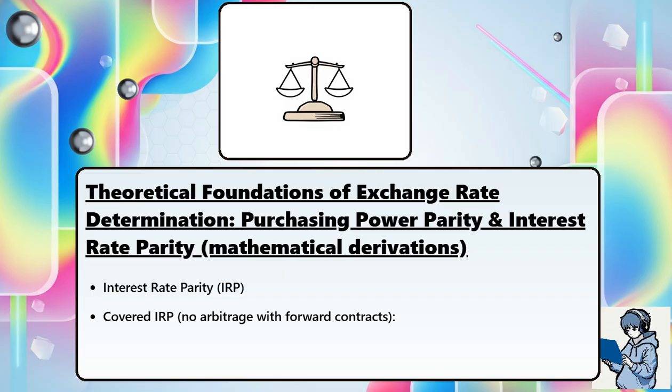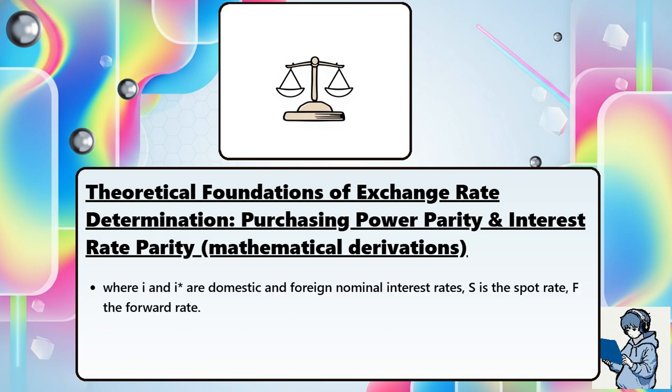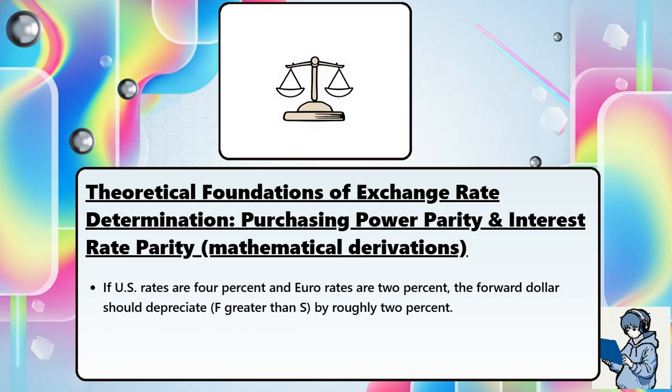Covered IRP, no arbitrage with forward contracts. 1 plus i equals 1 plus i star multiplied by F divided by S, where i and i star are domestic and foreign nominal interest rates, S is the spot rate, F is the forward rate. Rearranged, F divided by S equals 1 plus i divided by 1 plus i star. If US rates are 4% and Euro rates are 2%, the forward dollar should depreciate by roughly 2%.